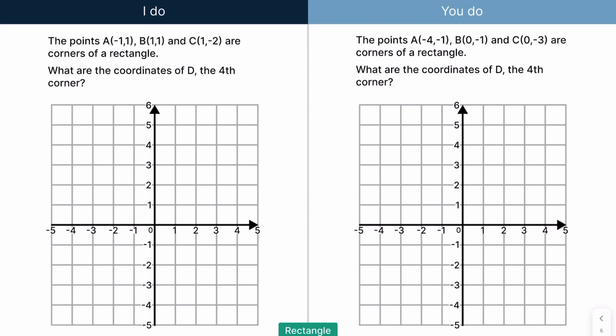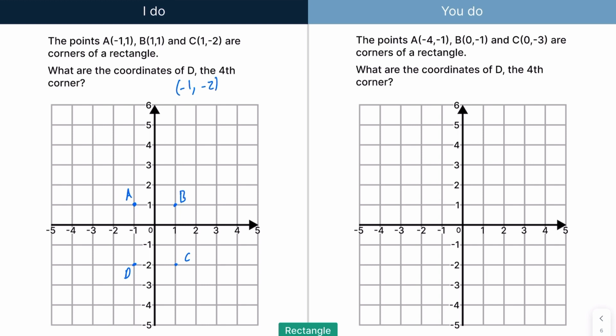Moving on, now this time we've not been given the points on the graph. We've been told what the points are. We need to plot them. So A is -1, 1. B is 1, 1. And C is 1, -2. So D, making it a rectangle, must be there. So the coordinates of D are -1, -2.